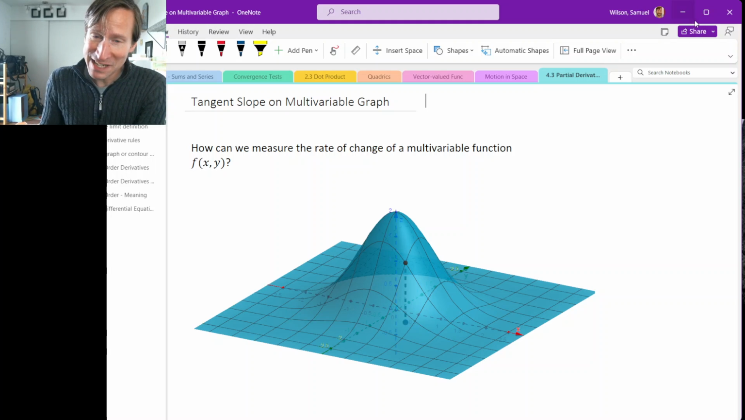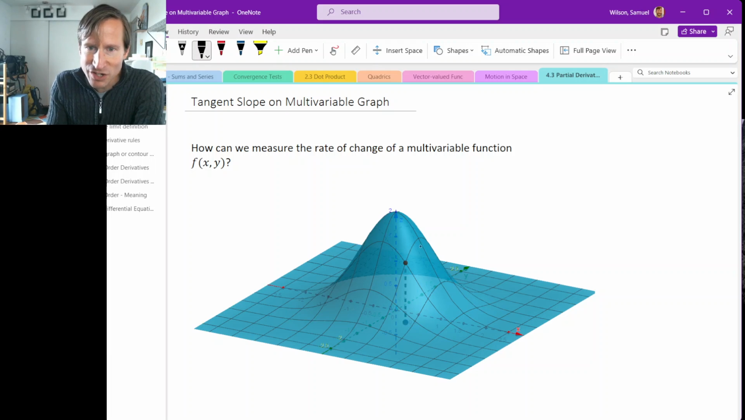All right, so now that we have the idea of a multivariable function and the graph of a multivariable function, we need to, I guess, do some calculus with them. And we'll ask the same basic questions about multivariable functions as we did with single variable functions back in Calc 1 when we invented the derivative.